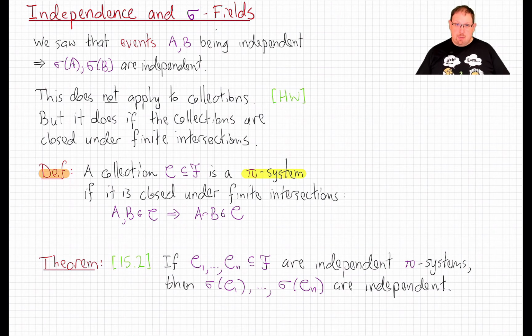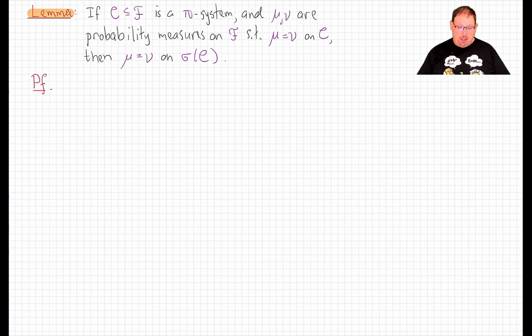The proof of this relies on another nice application of Dynkin's multiplicative systems theorem. And here's the critical lemma. If I have a pi system in a sigma field, and if I have two probability measures on that sigma field that agree on that pi system, then they automatically agree on the whole sigma field generated by that pi system.